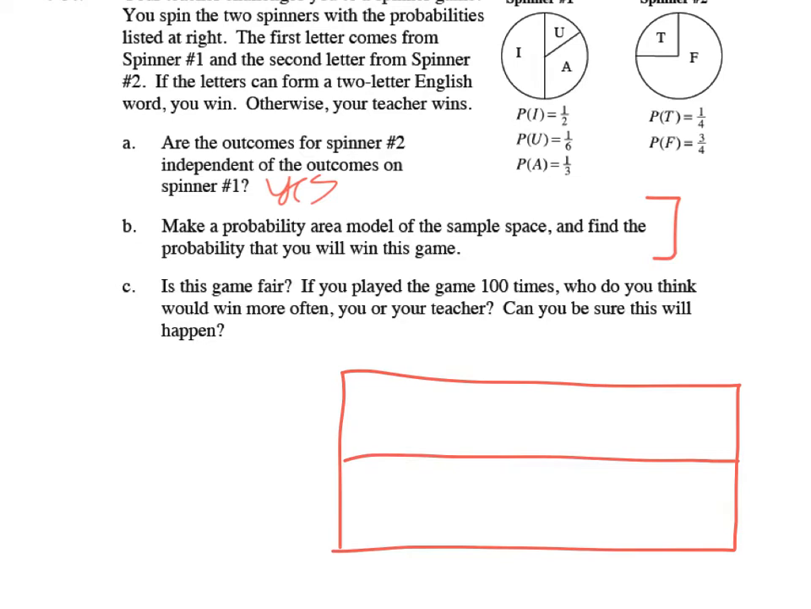Here's what your area model can look like. I'm going to put spinner number 1 up on top, and I'm going to put spinner 2 over here on the side. It doesn't matter if you switch them. Spinner 1 has 3 different choices where spinner 2 has 2 of them, and then you can go ahead and fill in the probabilities right now and see what we come up with.